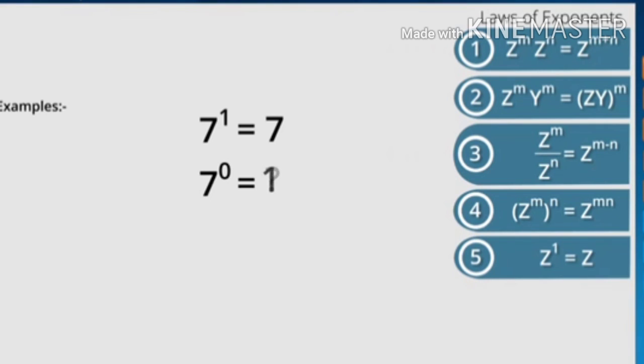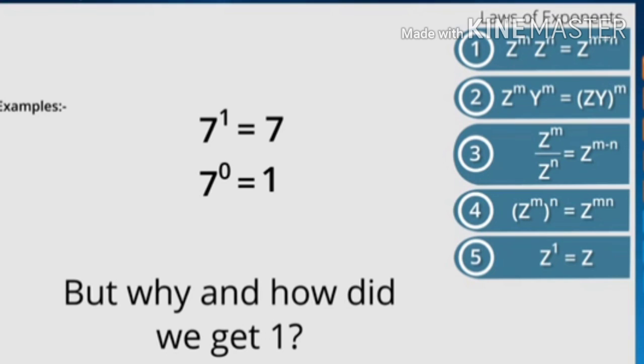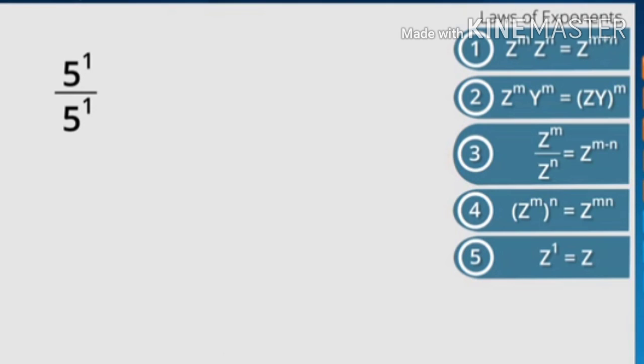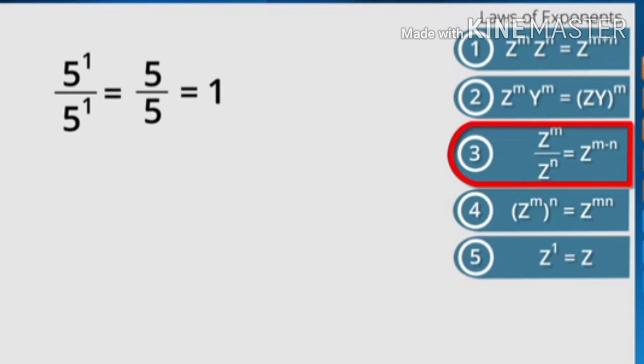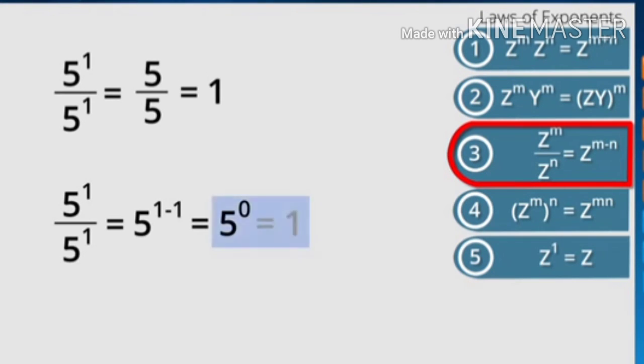The solution will be 1. But why and how did we get 1? Now, according to our third law of exponents, to divide identical bases, we have to subtract the exponents, right? Now, what will we get if we divide the same number? It will be 1. Similarly, what will be the solution according to the law? 5 raised to the power 0, which is eventually equal to 1.